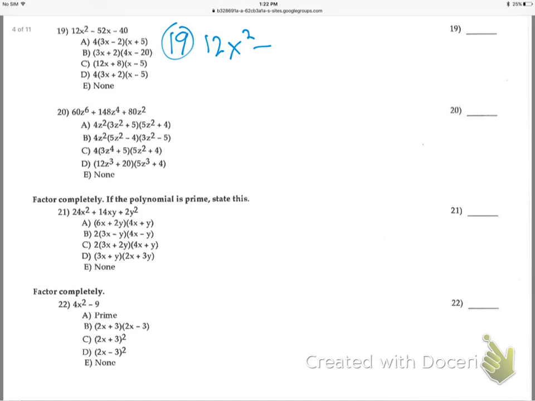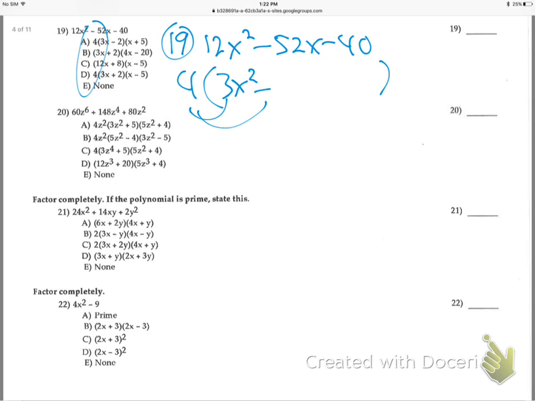12x squared minus 52x minus 40. Look for a GCF. Do you see any GCF over there? 4. Looks like 4 is coming out of a couple of them. So do the 4 with the one big parenthesis, right? And then on the next line, you'll go to the two. So take out the 4. 4 times 3. 4 times 13. Thank you. 4 times 10. Good?